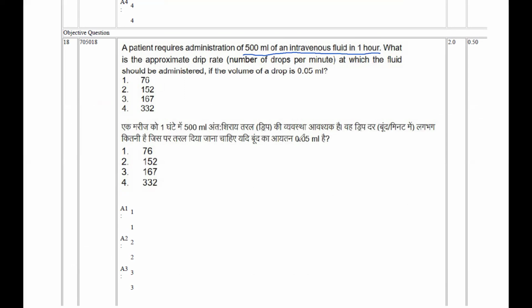What is the approximate drip rate at which the fluid should be administered if the volume of the drop is 0.05 ml? So we know that one drop consists of 0.05 ml, and we have to find out the approximate drip rate. So one drip consists of one drop. Got it? That is number of drops per minute. Okay, so drip rate is drops per minute. And we know that one drop is 0.05 ml. So then we divide 500 by 0.05.